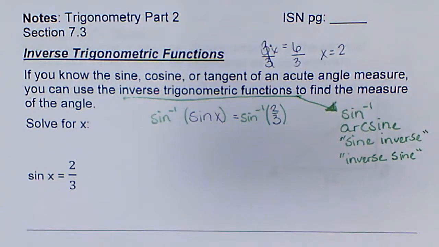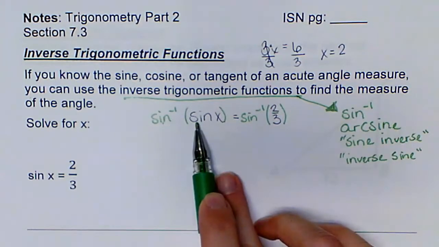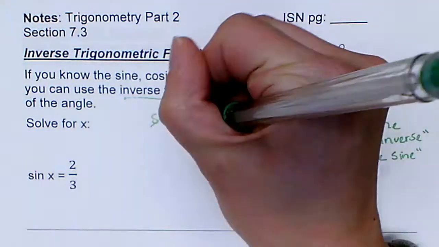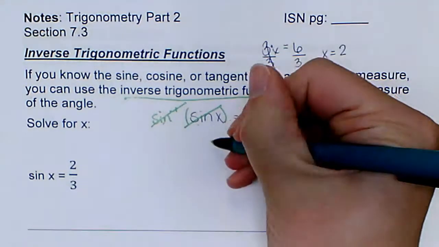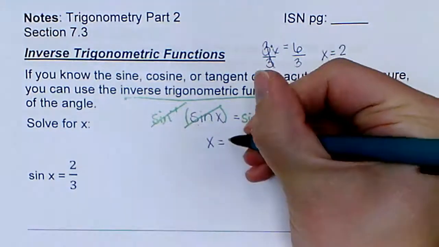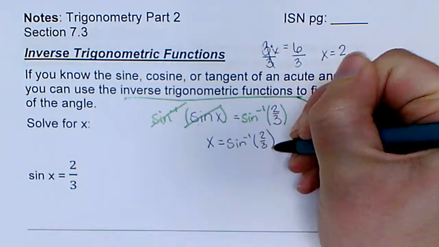So what happens when you perform an inverse of something? Well, they undo each other, kind of like multiplying and dividing undo each other's operations. Squaring and square rooting undo each other's operations. Applying the inverse sine to the sine function undoes the sine function. So what you're left with is x. X equals sine inverse of 2/3.